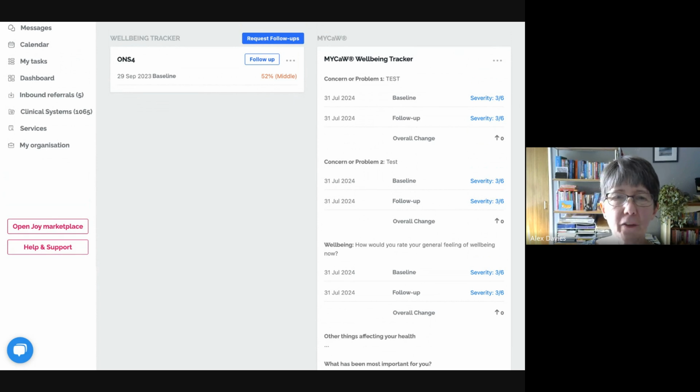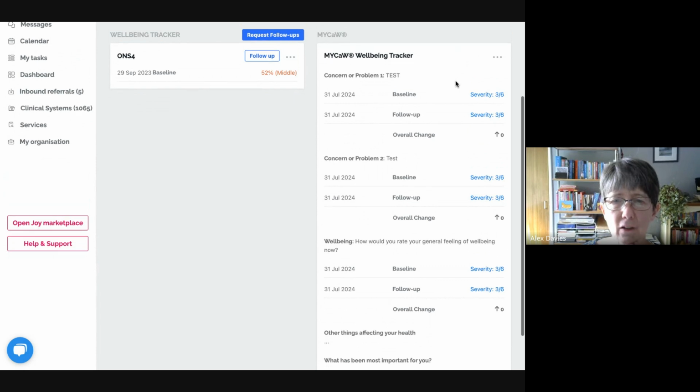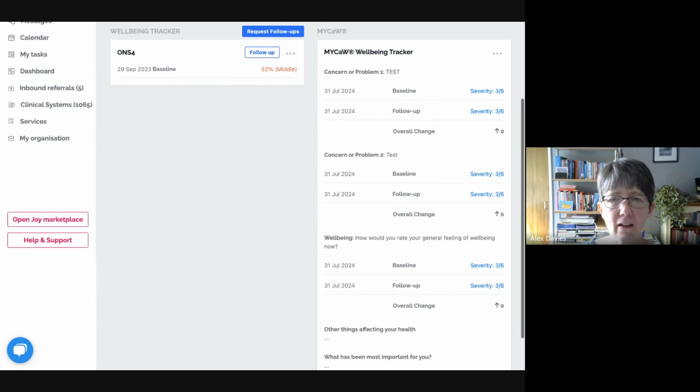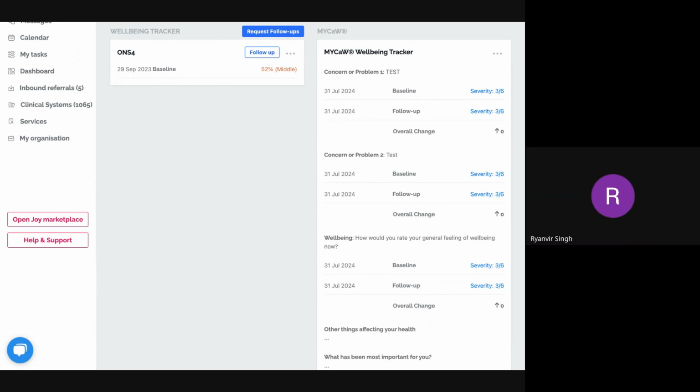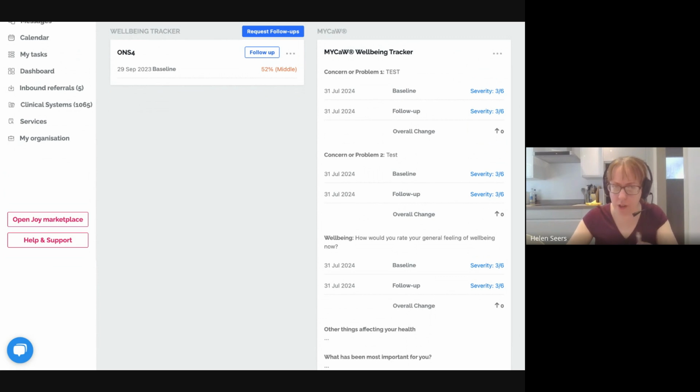So with the 2 problems that are being tracked, it does look like there are separate trackings, different scoring, that you're tracking them separately. Did I just misunderstand that they're lumped together? I got a bit confused. Yes, I think they are separate. They are separate, Ryan, and it is correct, what's on the screen there.